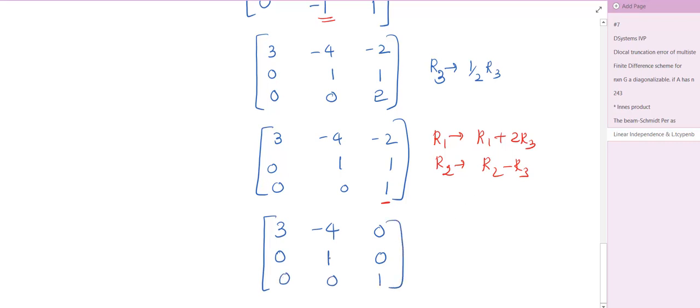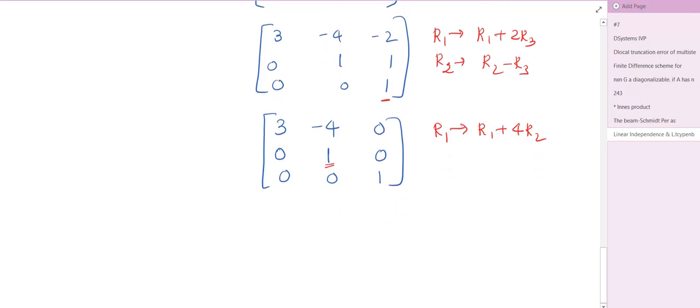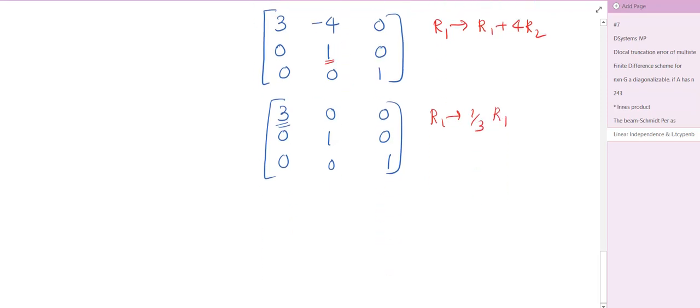Okay. Now with the help of this element, we can make this element 0. So I am taking this element, and making this element 0. That is, R1 changes to R1 plus 4 times R2. Once we do this, this will be now 3 minus 4 plus 4, which is 0. This is 0, 0, 1, 0, 0, 0, 1. Now from R3, you can change this element, that is R1 changes to 1 by 3 times R1. So you'll finally get 1 0 0, 0 1 0, 0 0 1.